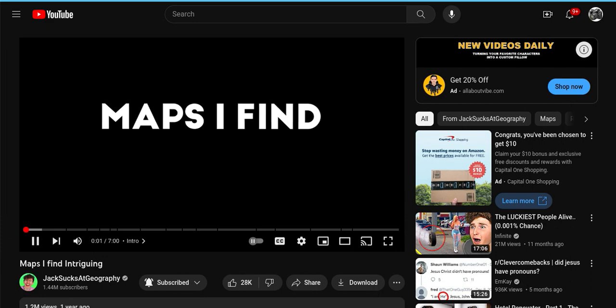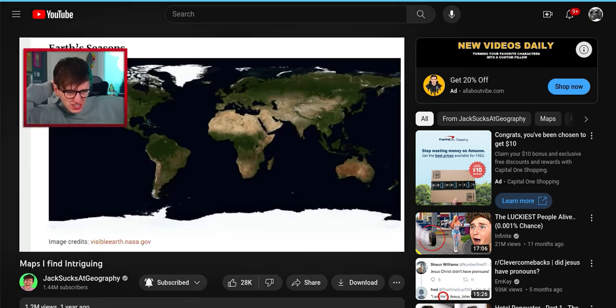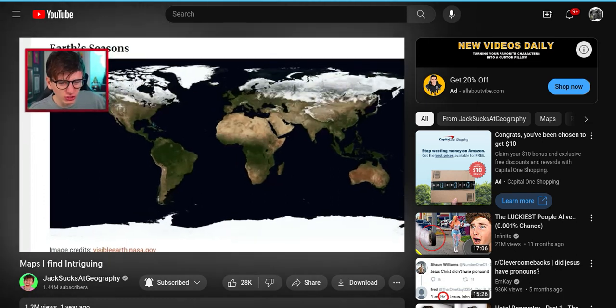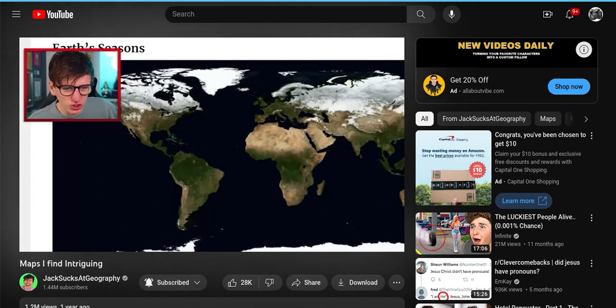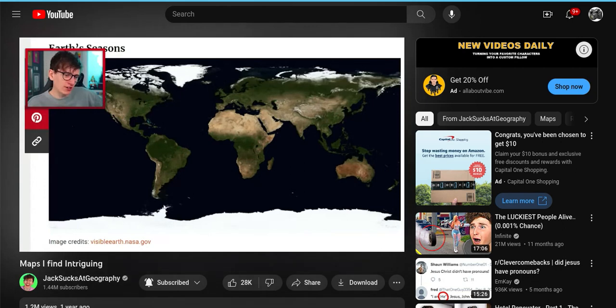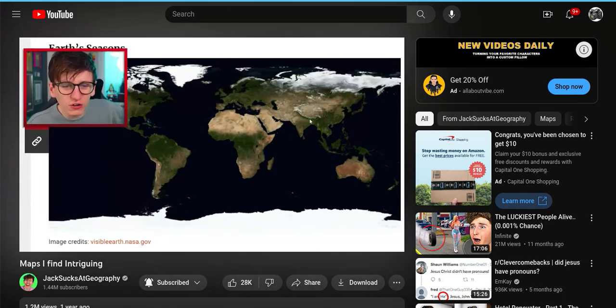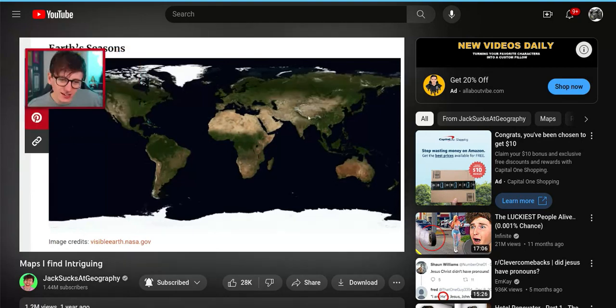Maps I find intriguing. Oh, look at this. We'll start off with a gift. Oh, that is fascinating. Look at it going all snowy, and then it's not snowy, and then it's snowy again, and then it's not snowy, and now it's snowy. Oh, I love it. Oh, look at it creeping on Chile and Argentina down the bottom near Antarctica. Is it kicking off anywhere else? Any other little discrepancies? It gets a bit mad around.